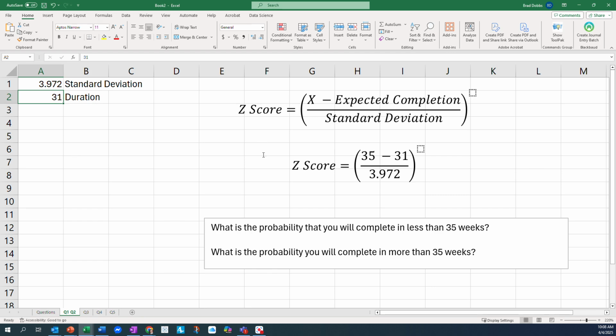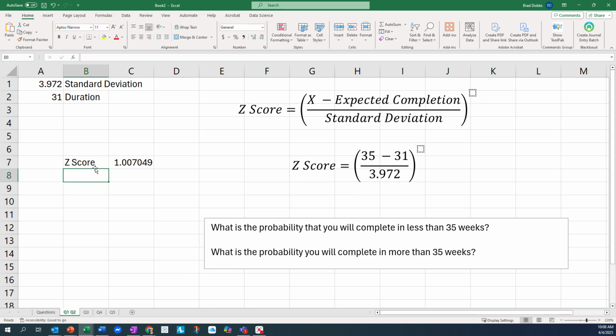We should always check our numbers, make sure they make sense. This is the formula we'll be using. X is the value we want to know about, right? So this is going to be 35 weeks. Expected completion is 31, divided by 3.972. So then the numerator is just going to be 4, divided by 3.972. This is my z-score.